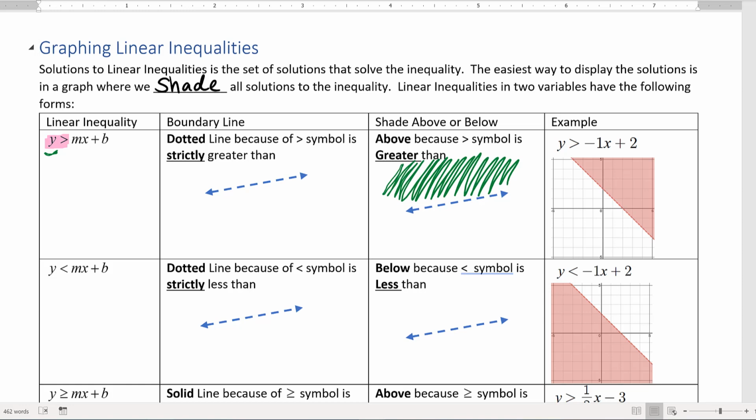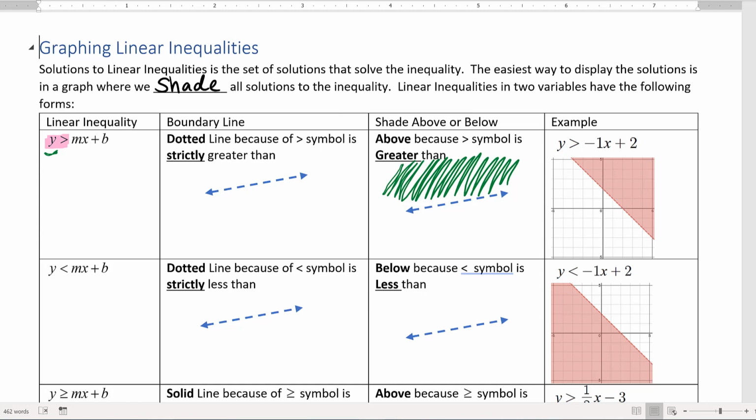And here's an example, y is greater than negative 1x plus 2. If you can see here, this is a dotted line, so the boundary is not included. That means that all of this pink shaded region over here is included, but not on the line. Okay, that's what the dotted part means, not on the line.